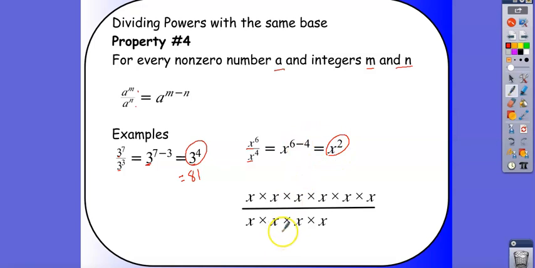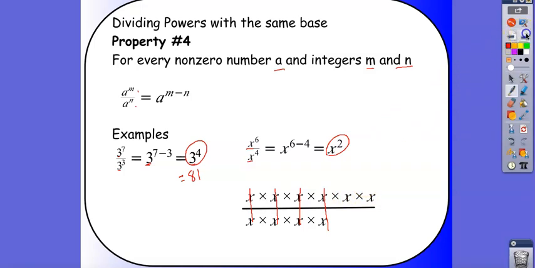6 minus 4, I'm left with x squared. Notice everybody's upstairs. You've seen it a few times: when in doubt, expand it out. Think of it this way. When I have x to the 6th, that's the same thing as saying x times itself 6 times, and I have 4 of them on the bottom, x to the 4th. Notice, if I cancel these, what am I left with? I'm left with x squared on top.